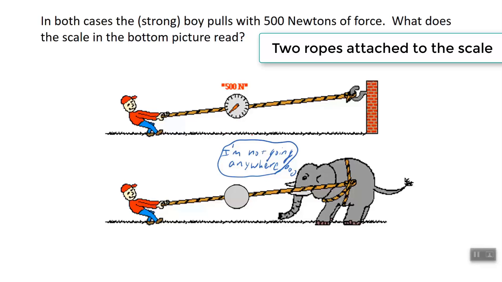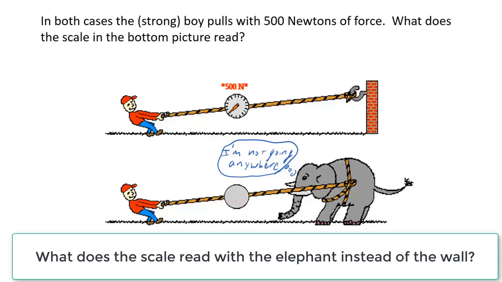So the question is now, if I replace the wall with this very stubborn elephant who's going to pull back and refuse to let this kid lead him to the circus tent, what does this scale read?